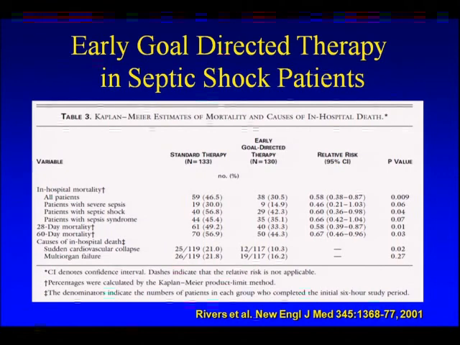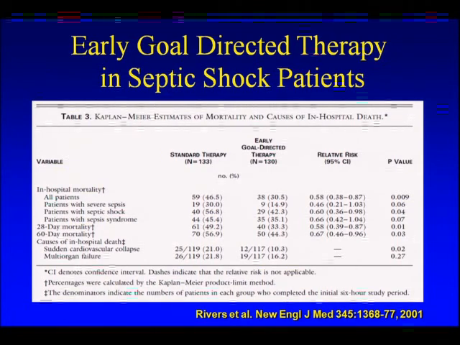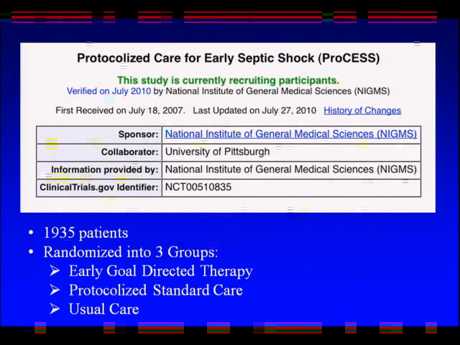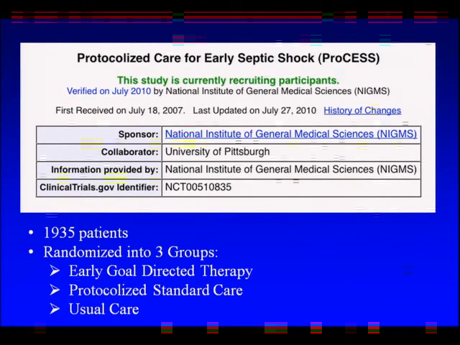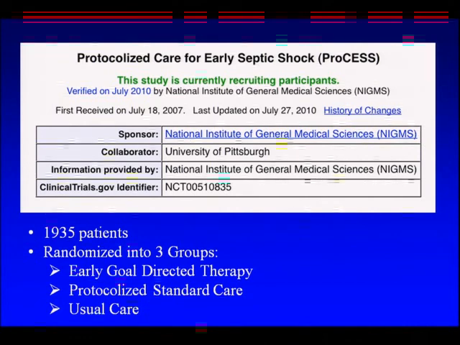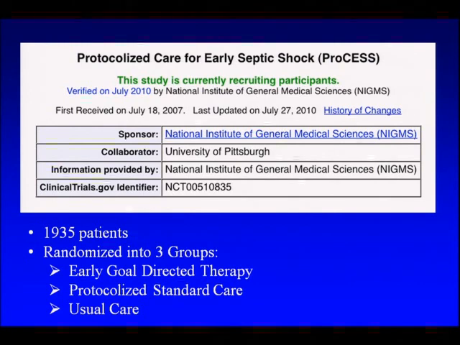Now, subsequent to that study, a lot of other studies have also been performed, and in fact, there are currently 2 or 3 large ongoing trials trying to replicate these data, one of which is being directed from Pittsburgh and is still recruiting patients, trying to recruit just under 2,000 patients randomized into either early goal-directed therapy, protocolized standard of care, or the usual care. I understand these studies are in the final phase of recruitment, so hopefully we'll have more data.